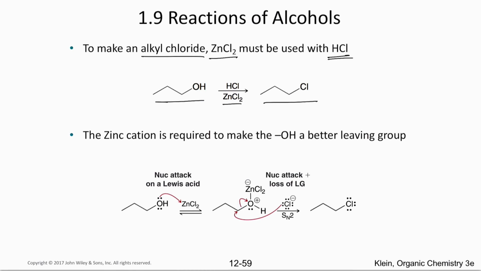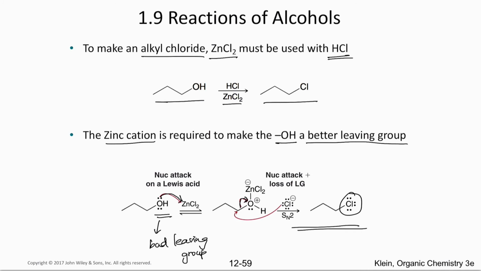Now, why do we need the zinc chloride? Because, as I already told you, OH itself is a bad leaving group. What happens here is that the zinc cation is basically making the OH group a better leaving group. The oxygen attacks the zinc ion and attaches itself to zinc chloride. So now it's easy for it to be removed, and then the chlorine attacks it to create an SN2 reaction. So this is again the exact same reaction. The only difference between the last reaction and here is the ZnCl2.